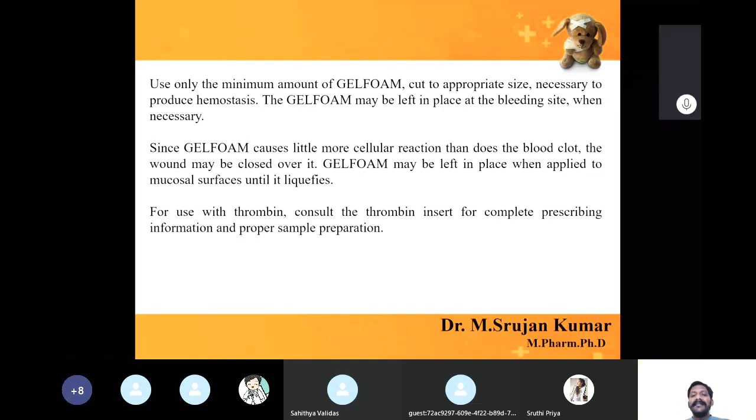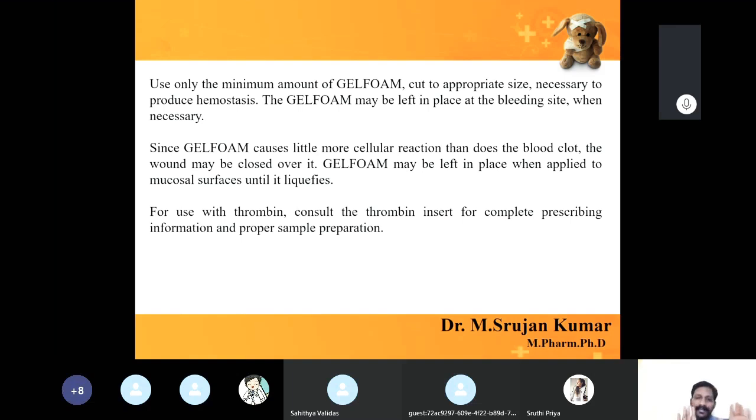The gel foam may be left in place at the bleeding site when necessary. Sometimes the gel foam, even though it has been absorbed, has to be left in place on the bleeding site. When necessary, in the sense that, see, he had met with an accident here. I have applied this gel foam onto the affected area until he moves to the hospital, until he is about to undergo the surgery.